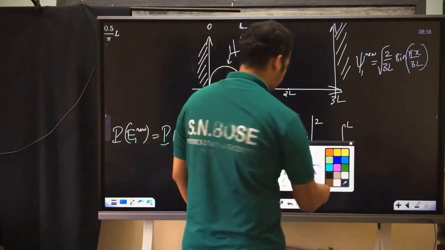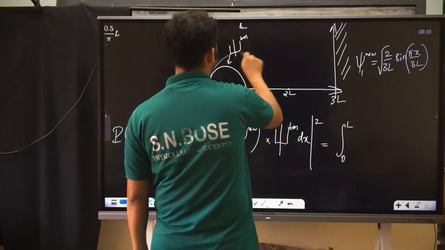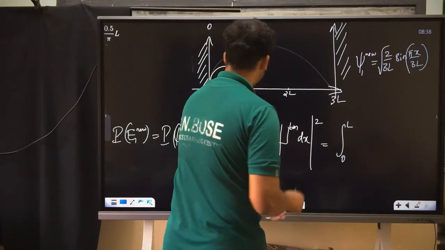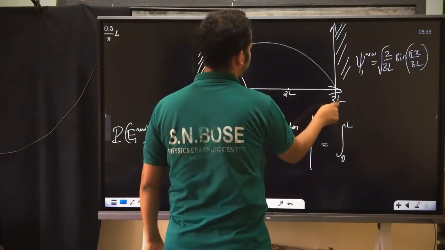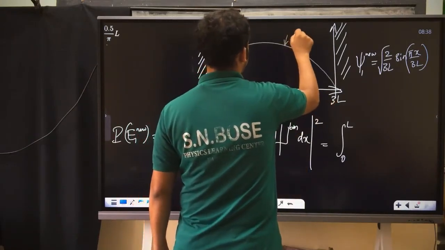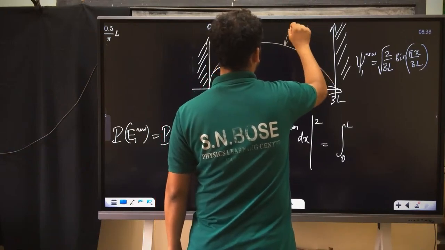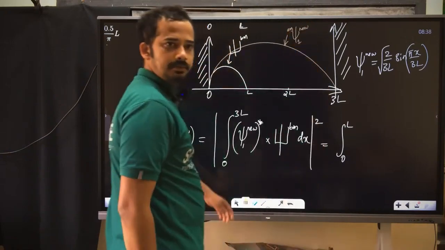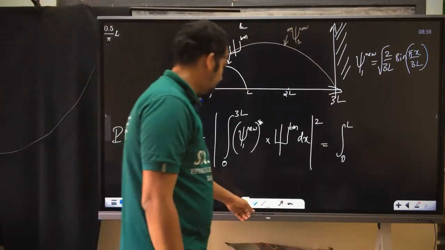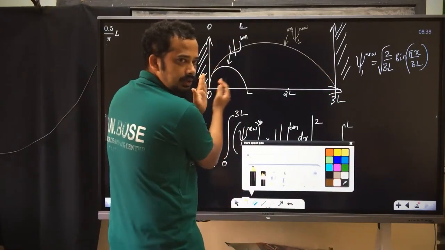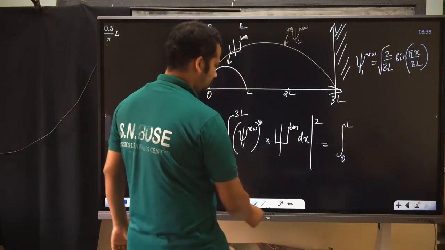This is now psi bm. The state after the measurement is this one actually, the ground state of the new box. This is psi1 new, the state after the measurement. Got my point? When you multiply these two functions, it will survive only from 0 to L. It is 0 outside this region.